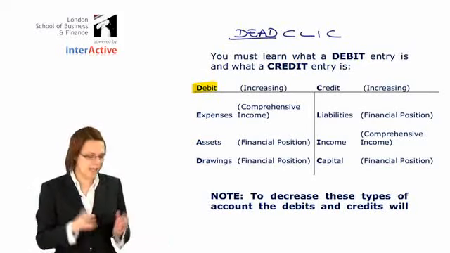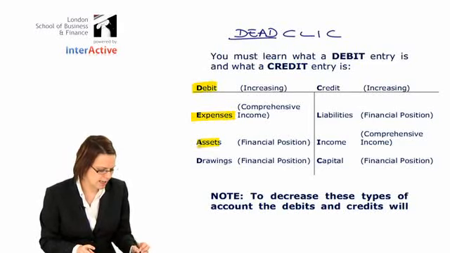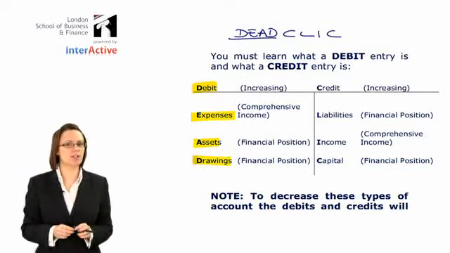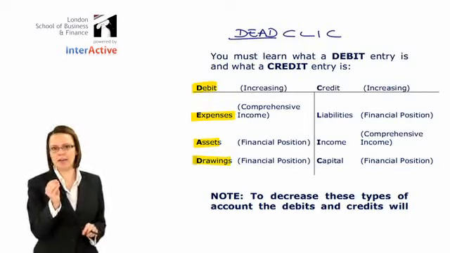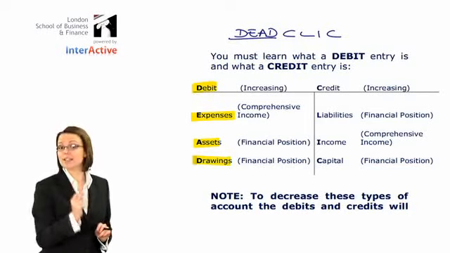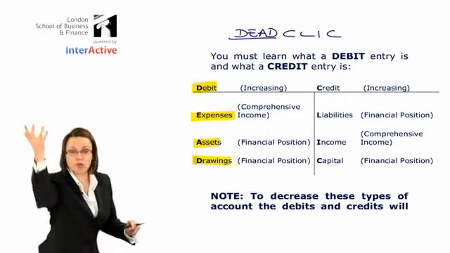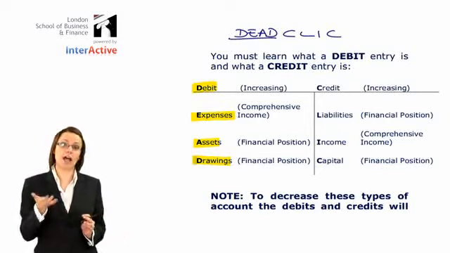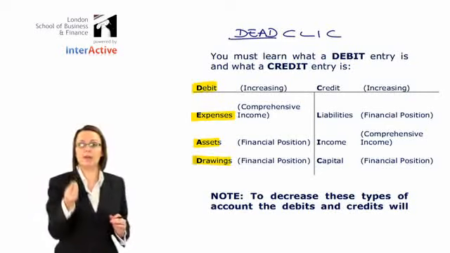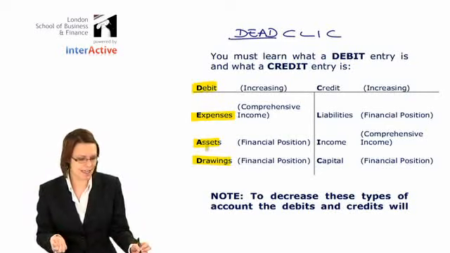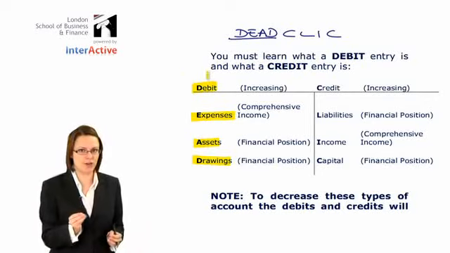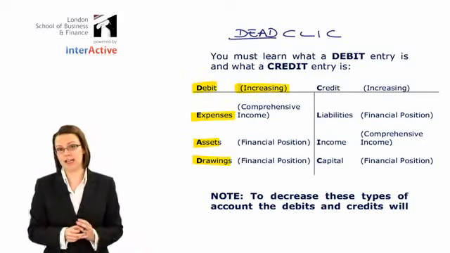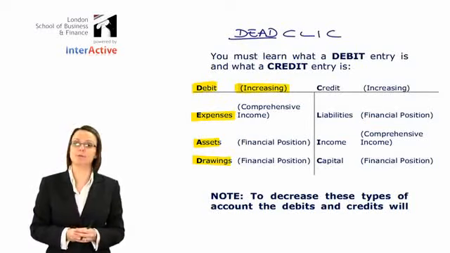And on the debit side, any types of expense, assets, or owner's drawings will be a debit entry into those accounts. Now be careful. You debit expenses, assets and drawings only if you are increasing those accounts. So if you have an increase of an asset of cash at bank, for example, that would be an increase in an asset and therefore it would be a debit entry. This mnemonic only works if you are increasing those different types of account. That's really important to remember.